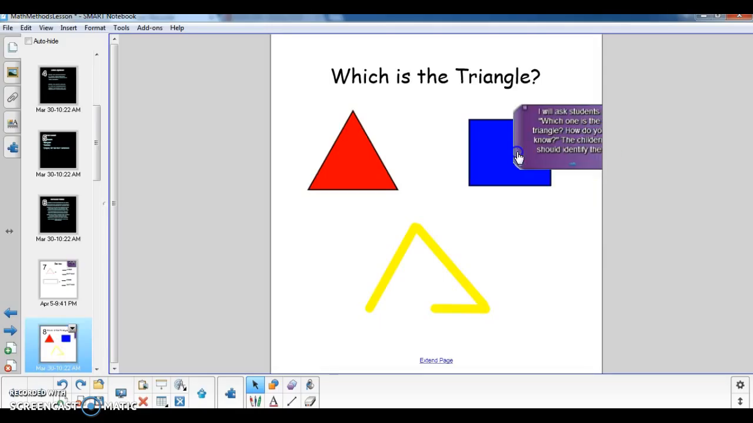And then I'm going to ask them, which is the triangle and how do you know? And then they should identify this one as a triangle. And then I'm going to ask them why this one, the yellow one, is not a triangle. And that is because it's not closed. Even though it has three sides, it's not closed, and so that does not count as a triangle.